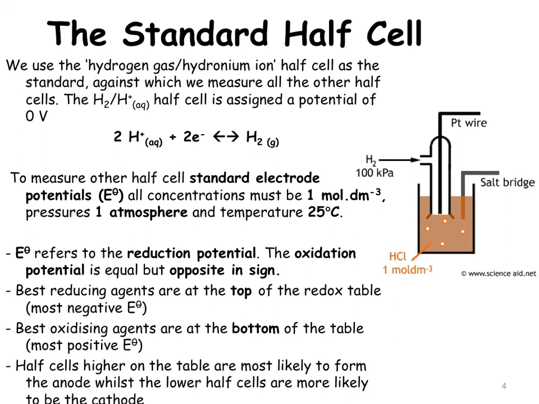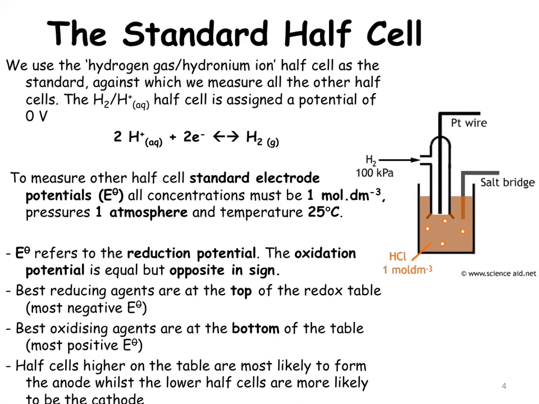And it's H+ gains 2 electrons to become hydrogen, and hydrogen loses 2 electrons to become H+. To measure other half cells, the standard electrode potential, all concentrations must be 1 mole per cubic decimeter, all pressures 1 atmosphere, and temperatures 25 degrees centigrade. So those are our standard conditions that we use to measure half cells. This E0 value or E theta value refers to reduction potentials. The oxidation potential is exactly equal but opposite in sign, and we'll talk about that in a little bit more detail in a sec, really tomorrow.